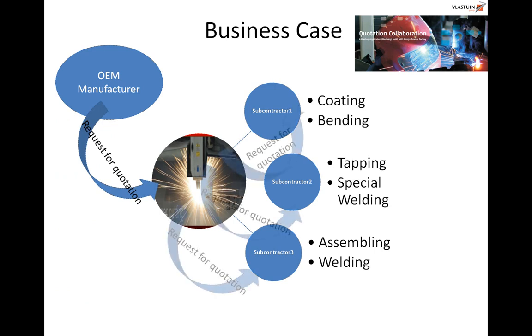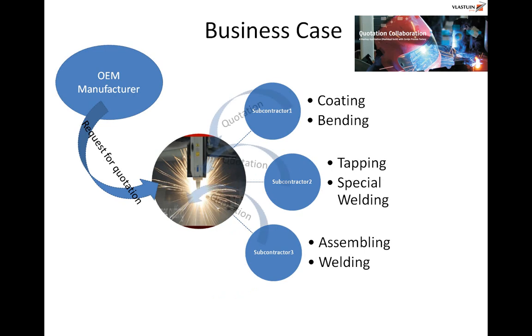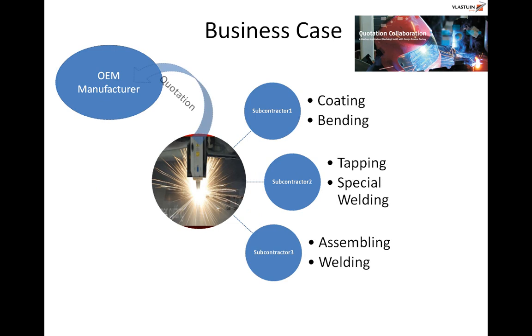You have to prepare the work that has to be done, and you discover that some subcontractors also have to make a price for their piece of work. After a while you receive a quotation from them, using which you calculate and determine the quotation price for the OEM manufacturer. The entire process normally takes a week or two.